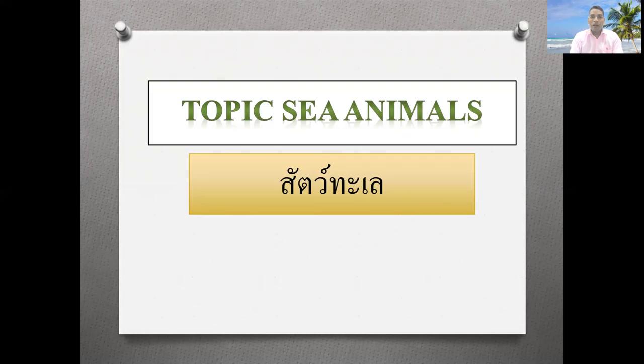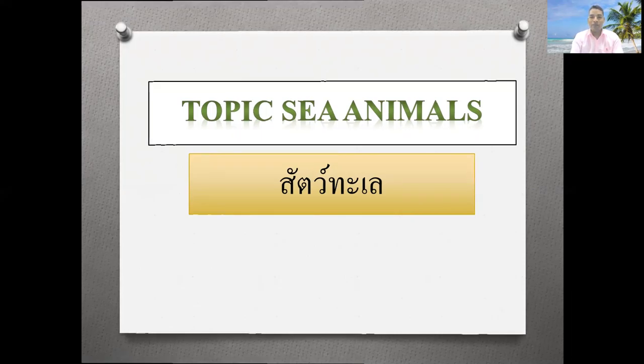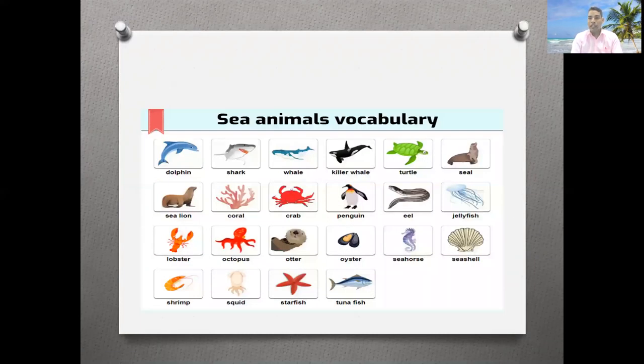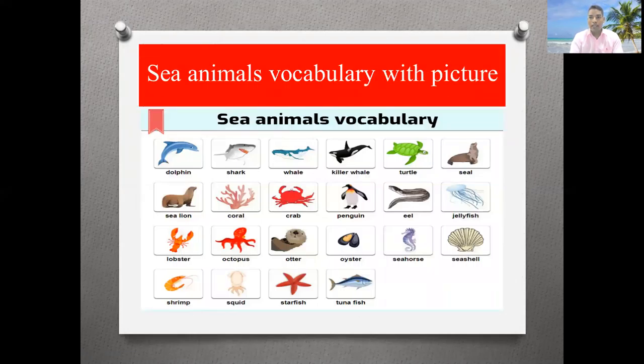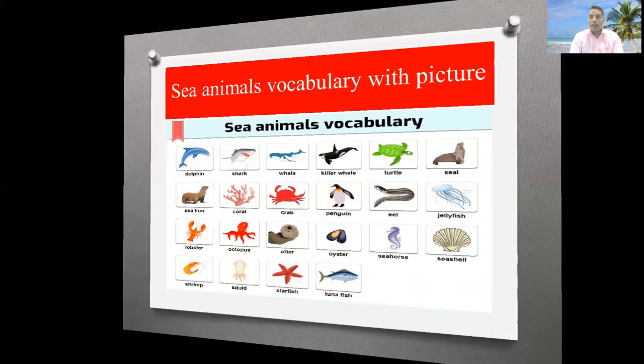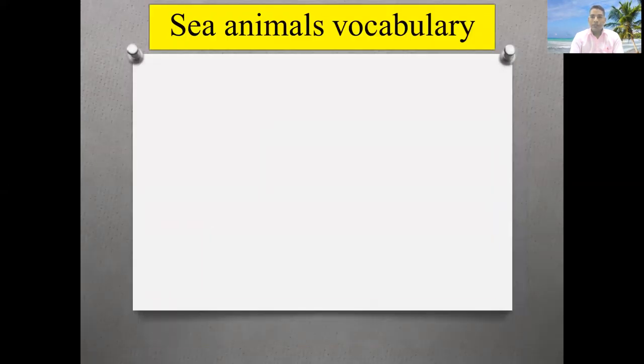So are you ready to learn about the sea animals? Yes. First of all, I will show the vocabulary about the sea animals, and you will see the pictures also. Number one, dolphin. Number two, shark. Number three, whale, killer whale, turtle, seal, sea lion, coral, crab, penguin, eel, jellyfish, lobster, and many more sea animal vocabulary. So we can learn one by one in this picture.